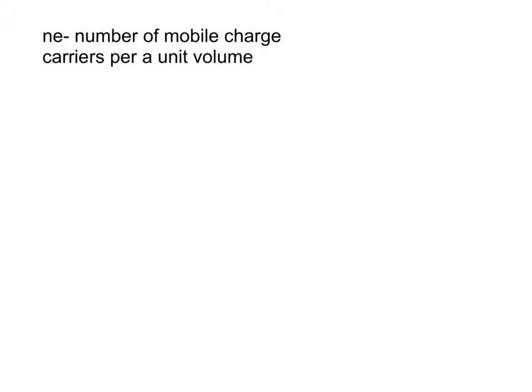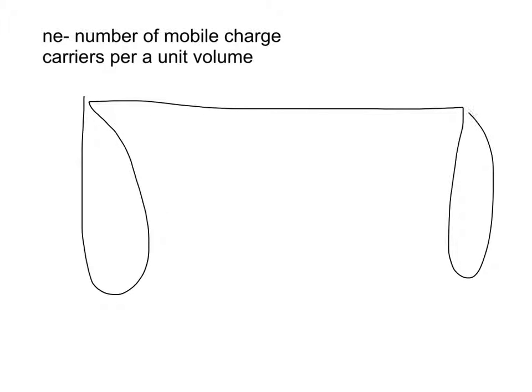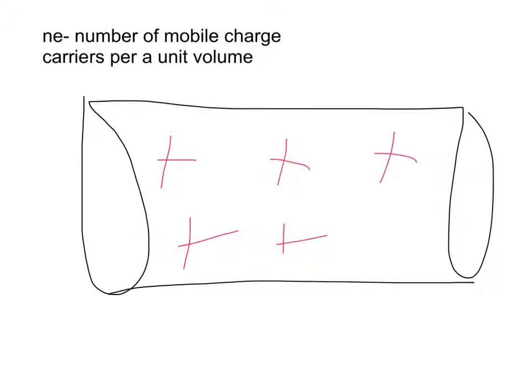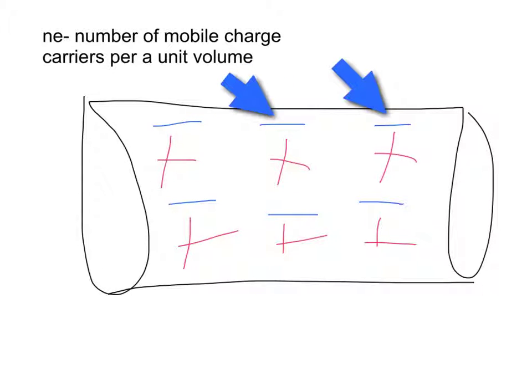Exactly what does that mean? Well, that means that back in our wire, the wire's a little bit bigger this time, here are our positive central cores, and we have more negative charges that can move around. So if I have a high Ne, I've got a lot of these negative charges that can move around, and if I've got a low Ne, then I don't have a lot of these negative charges that can move around. So the more of these negative guys that we've got, the better off we're going to be.